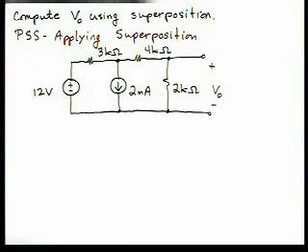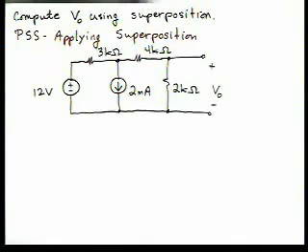Okay, in this problem, we're asked to compute V0 using superposition, and we're going to utilize the problem-solving strategy entitled Applying Superposition. If you look at that strategy, it says if we have a circuit with multiple sources, each source can be applied independently with the remaining sources turned off.